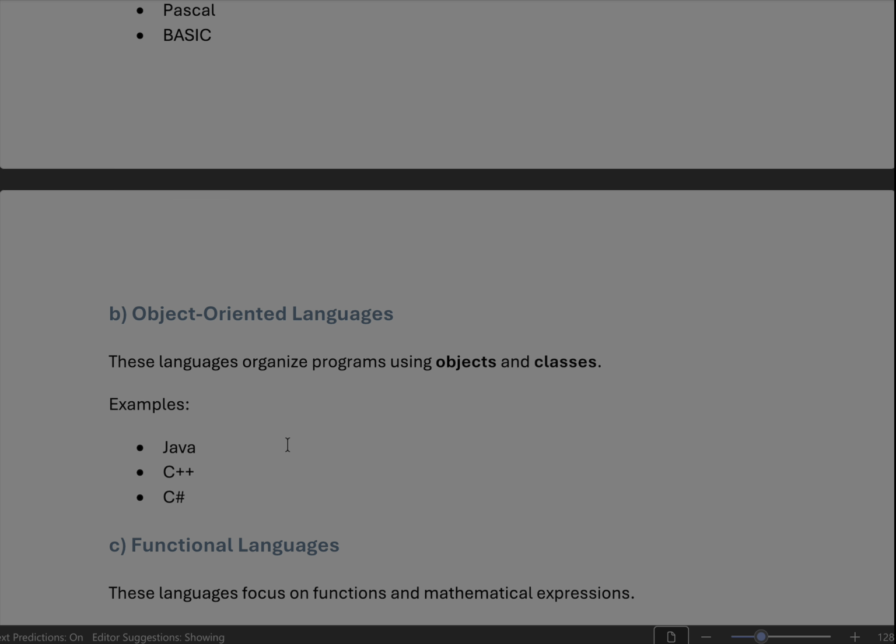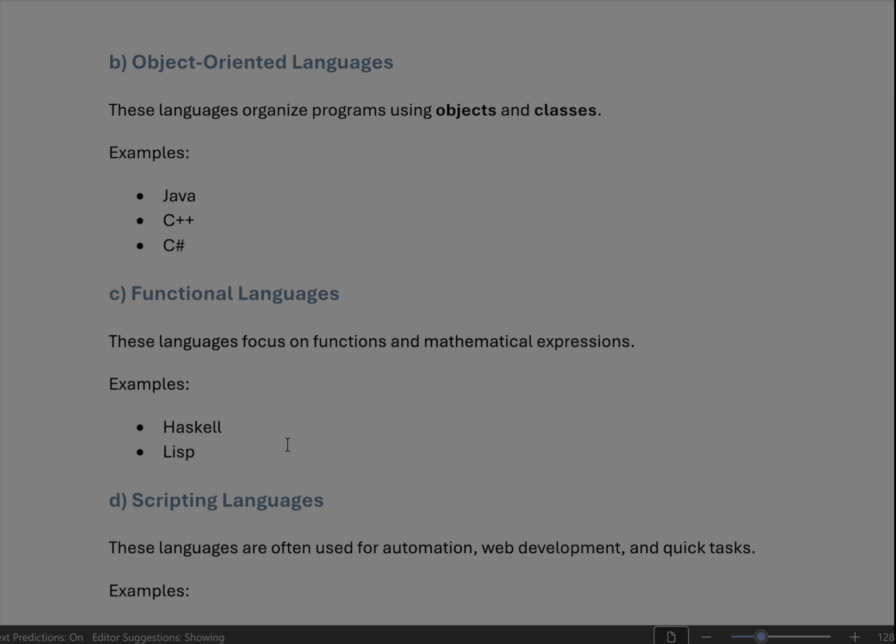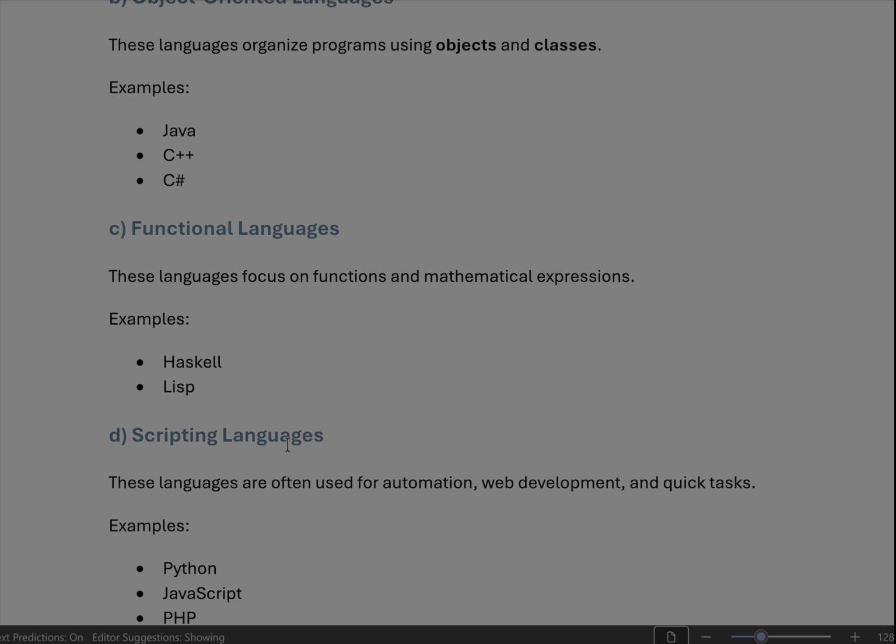And then there are object oriented languages that are mainly used, Java, C++, C sharp. This is like objects and classes. And the functional languages are the languages that focus on functions and mathematical expressions, like Haskell and Lisp, which we don't use majorly currently, until and unless you have some job requirement to learn these languages.